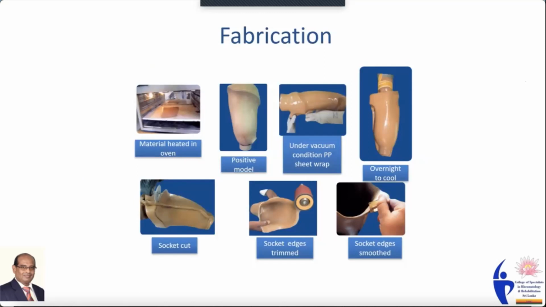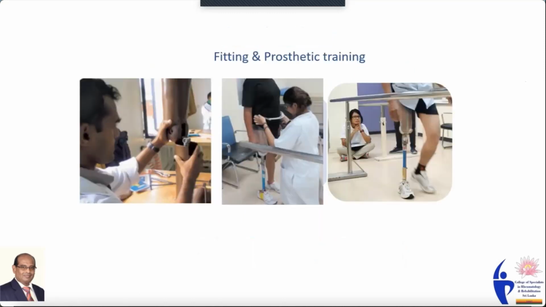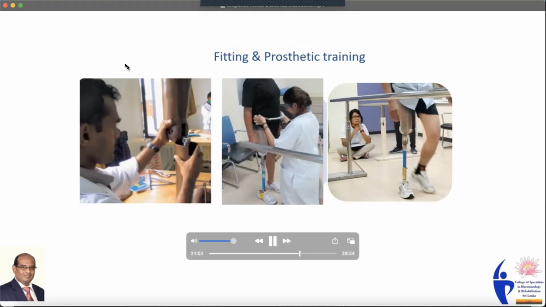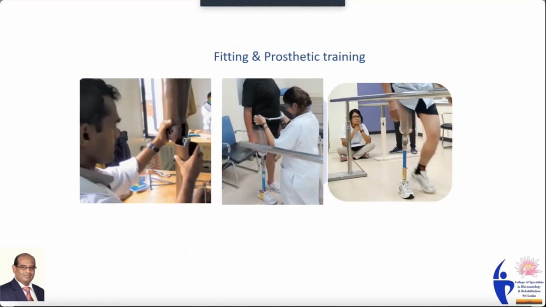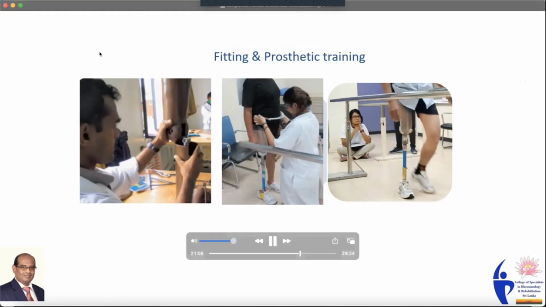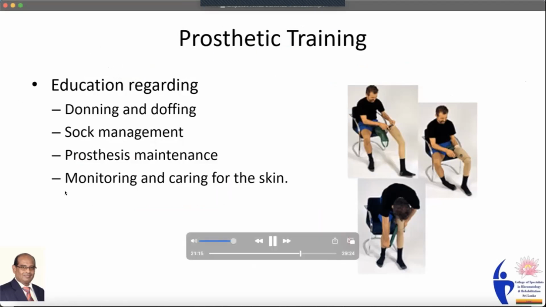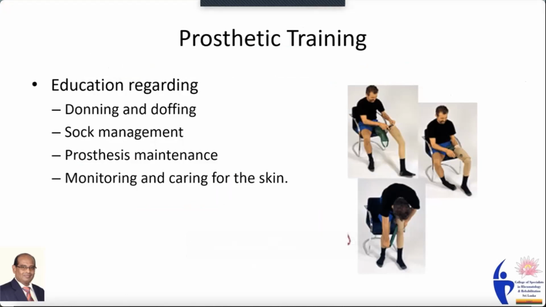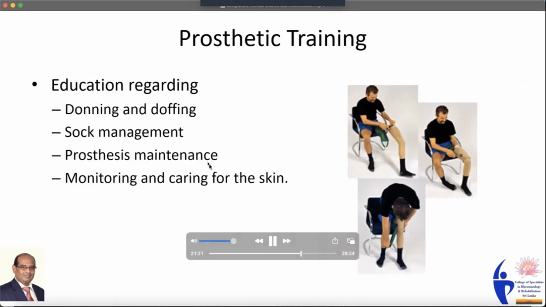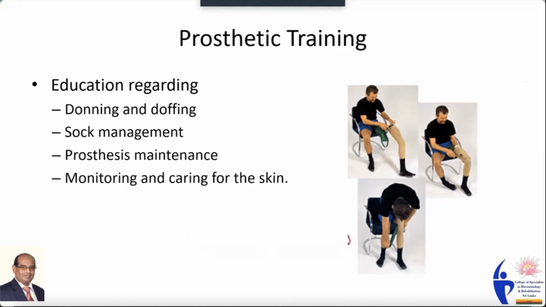After that, the fitting of the prosthetic will begin. During the prosthesis training, we look at the gait and do correction adjustments. They have to educate the patient on donning and doffing, that is, taking out the prosthesis, how to put the sock on the stump, or put in the prosthesis.